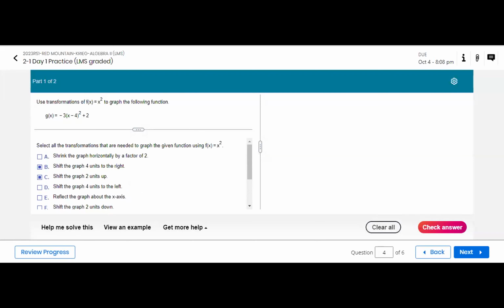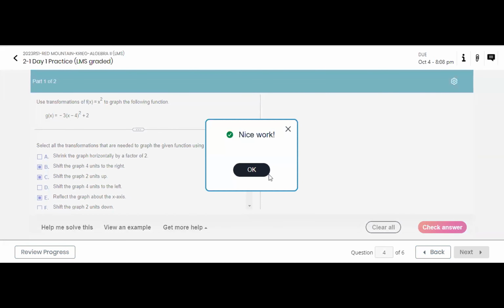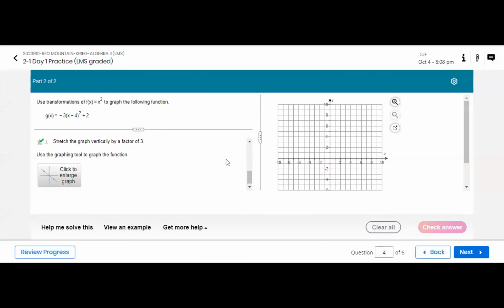Okay. 4 units to the right, 2 units up. Okay, so the one you did not check is to reflect the graph about the x-axis. That is the negative in front. Okay, I think that is everything. Yeah, good. And then the second part is we have to graph it.